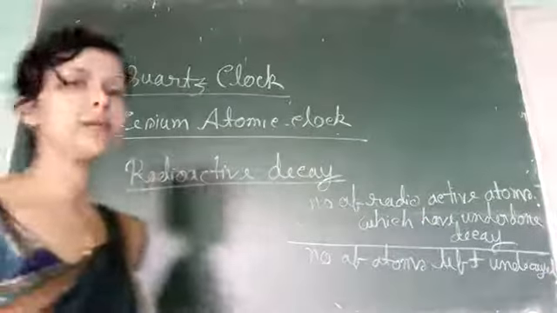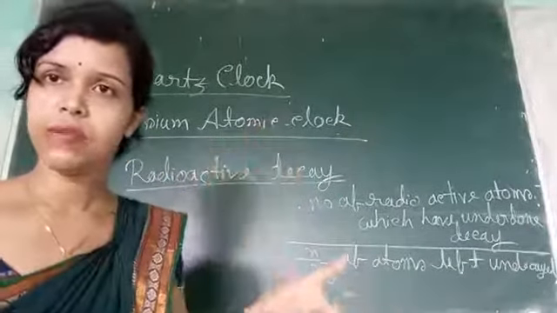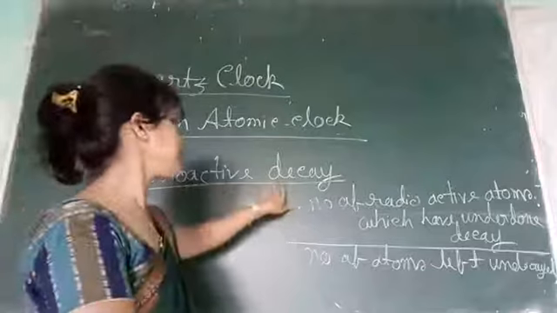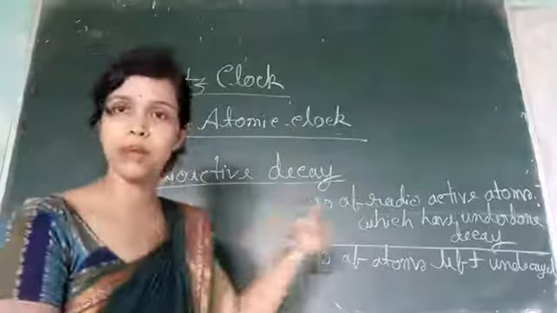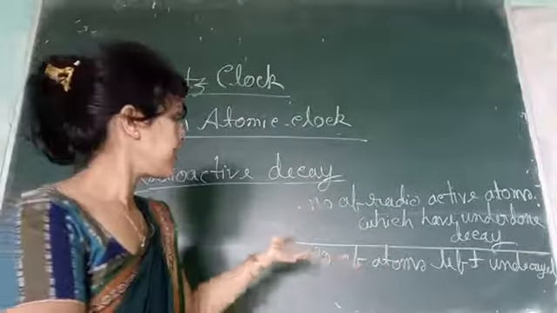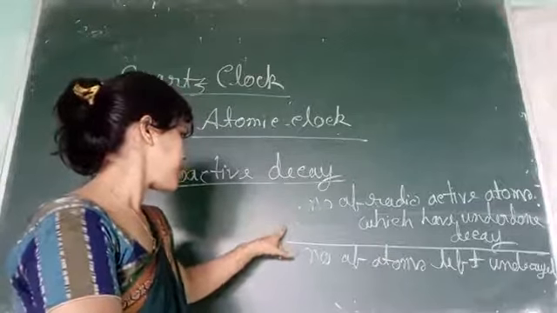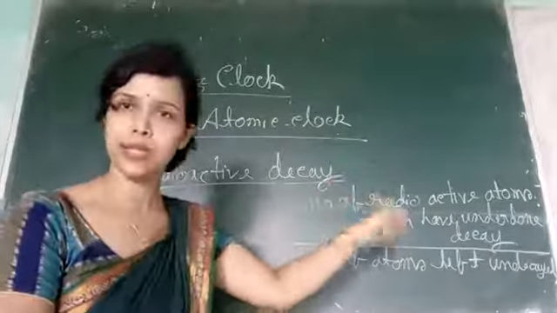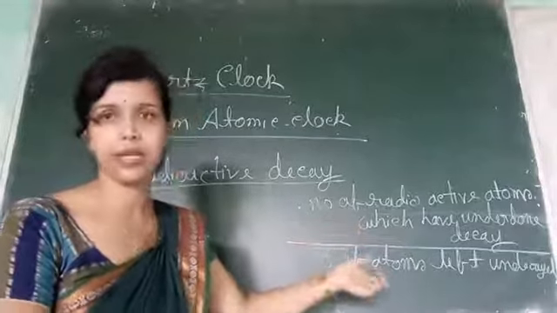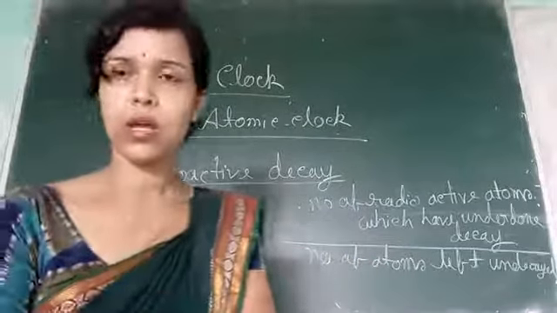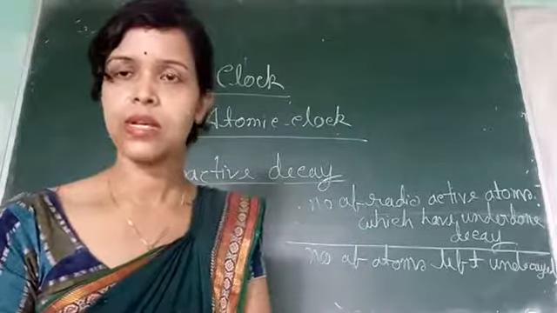So what is it actually? How can we measure a long interval with the help of radioactive decay? For this we have to know the ratio of the number of radioactive atoms that have undergone decay to the number of atoms left undecayed. That means what? How many atoms have actually decayed by themselves.